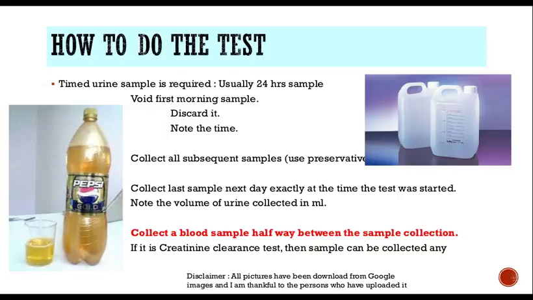So what do I have? I have a 24 hour urine sample, okay, and I have a blood sample. Now the first important thing is we have to measure how much quantity of urine has been collected, and this has to be expressed to the nearest ml. It is not like half a Pepsi bottle, this is 2 liters. Something is less, so we say it is 1700 ml. We have to actually measure it in a measuring cylinder and note the volume of urine collected in 24 hours.